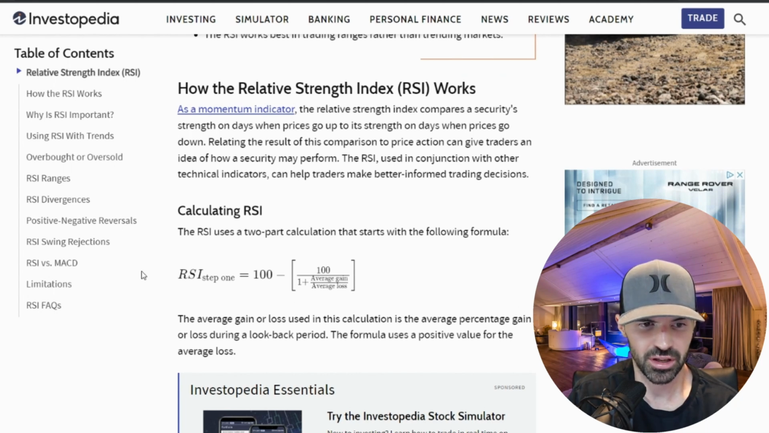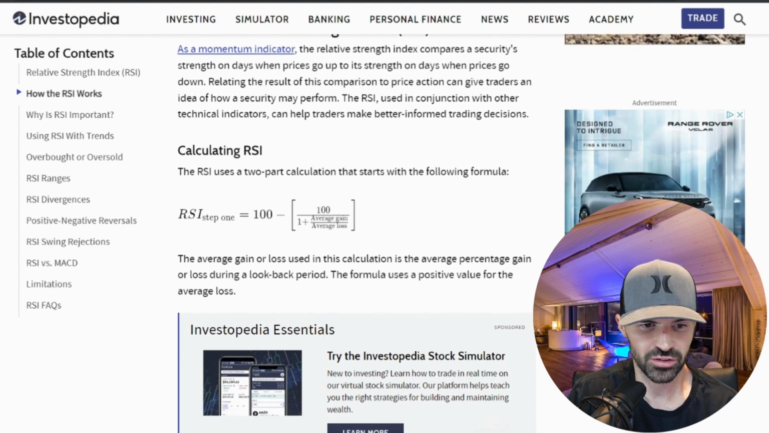Calculating the RSI uses a two-part calculation that starts with the following formula. The average gain or loss used in the calculation is the average percentage gain or loss during a look-back period. The formula uses a positive value of the average loss.